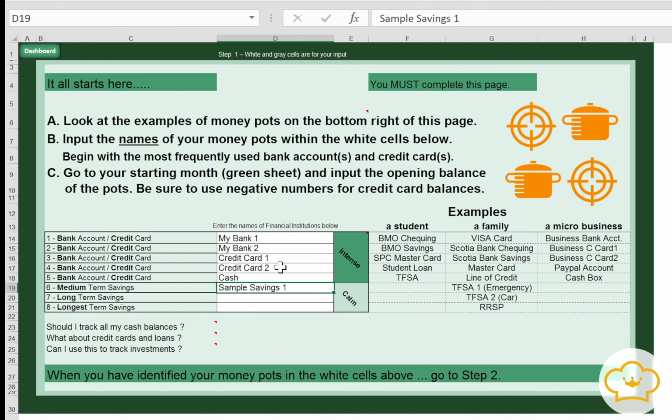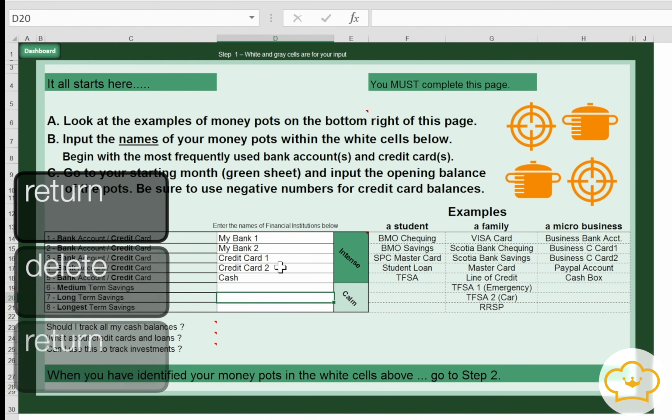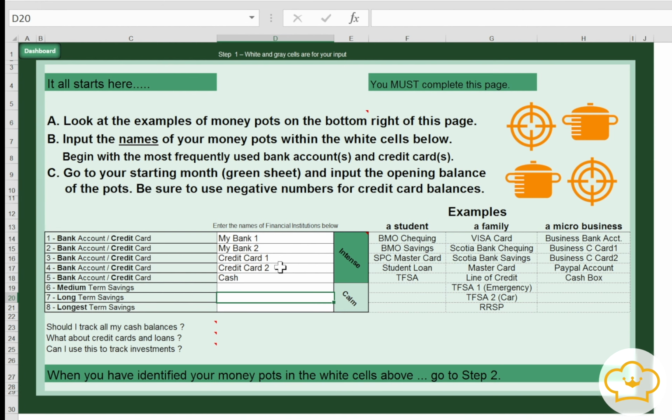And we'll just eliminate that sample saving for a moment. Now, I've identified 5 typical places. Now the cash, when I refer to cash, I don't just refer to cash in a pot. That's cash as in my wallet, my wife's purse, the kitchen counter, just general cash. It's cash all over the place.